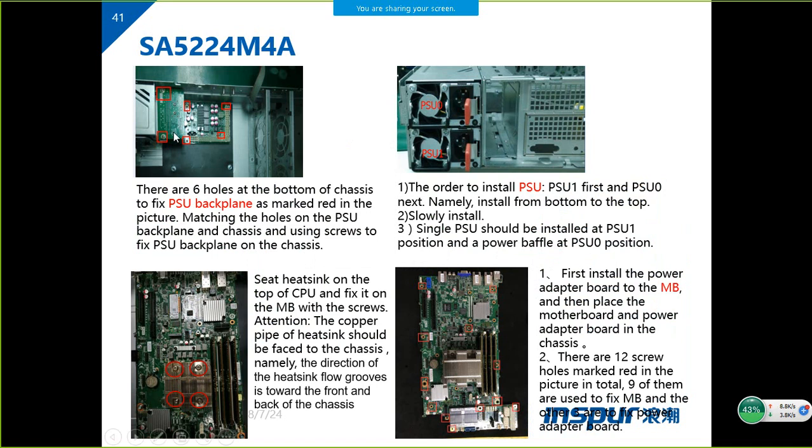And here you see there are 6 holes at the bottom of the chassis to fix the PSU backplane. 1, 2, 3, 4, 5, 6, as marked in the right square in the picture. Match the holes on the PSU backplane and the chassis and use screws to fix the PSU backplane on the chassis.